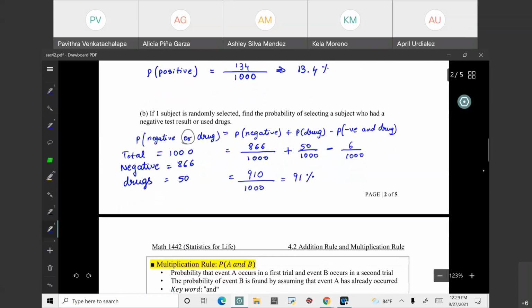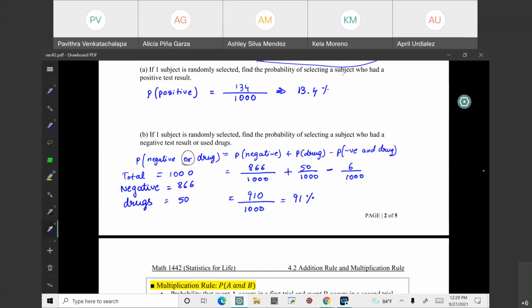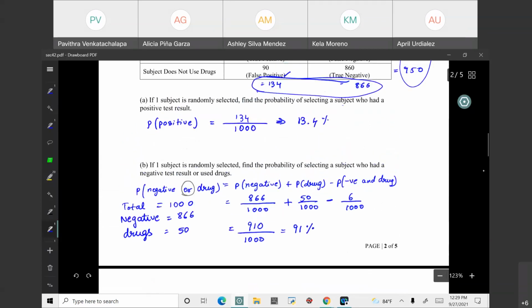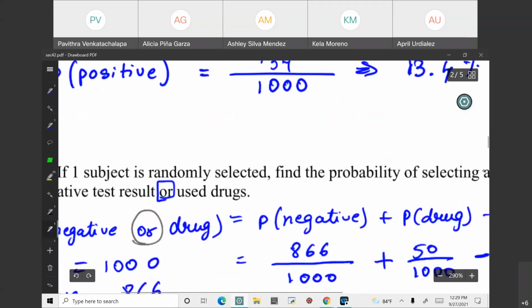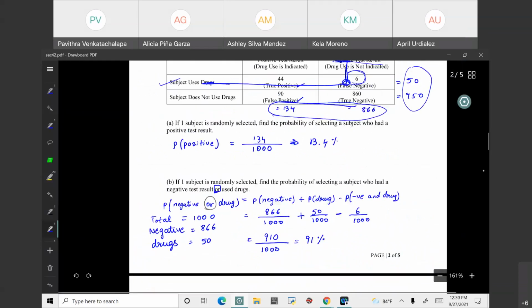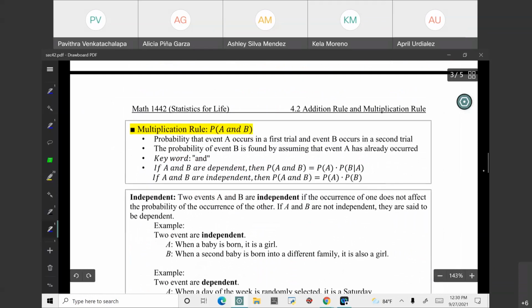This is how you have to solve the addition rule problems. How do you identify whether it has to be the addition rule or the multiplication rule? Observe this. If it says or, that means you have to use the addition rule. Those are like keywords. Multiplication rule.